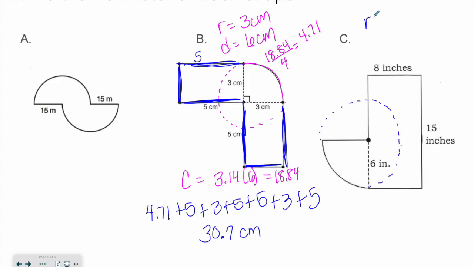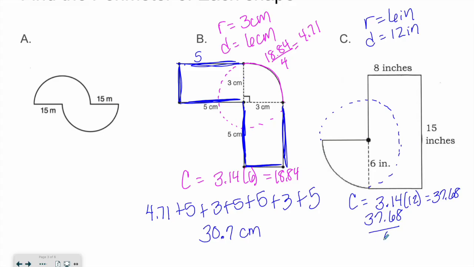Letter C, again, we have a quarter circle. This time, the radius is 6 inches, making the diameter 12 inches. To find the circumference, 3.14 times 12 gives us 37.68 for the full circle. We need to divide by 4 since there are 4 of those in a whole circle to get 9.4 inches for the curved part.